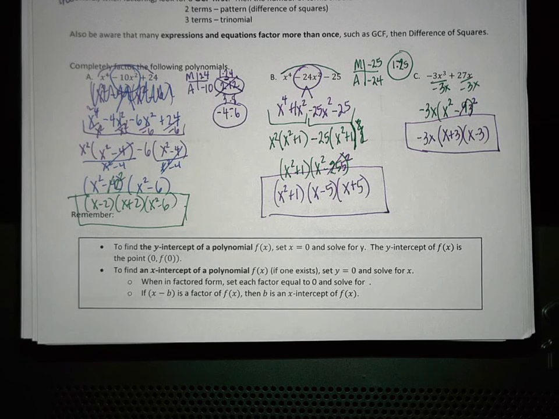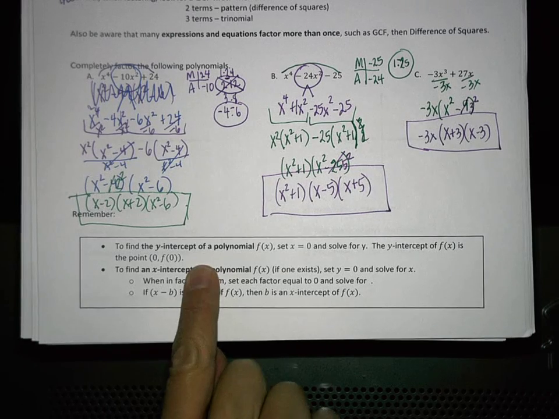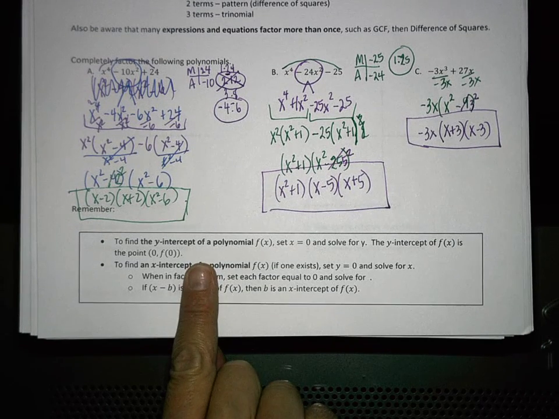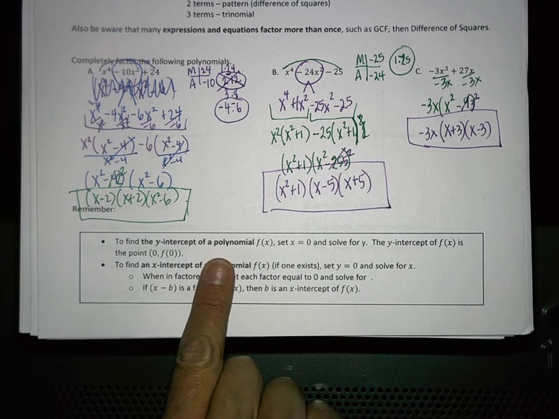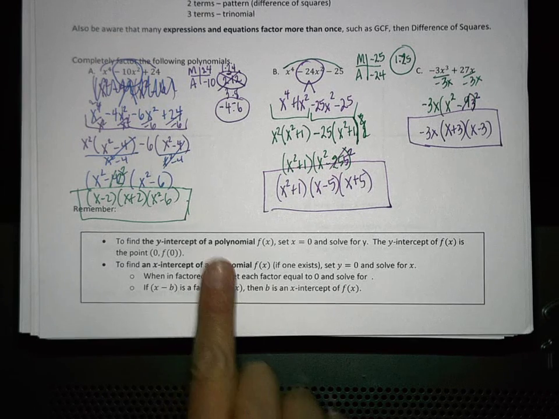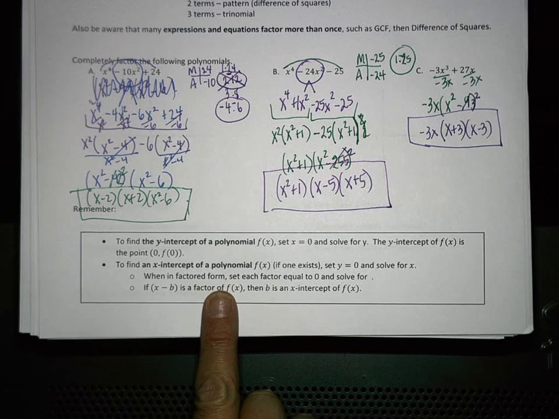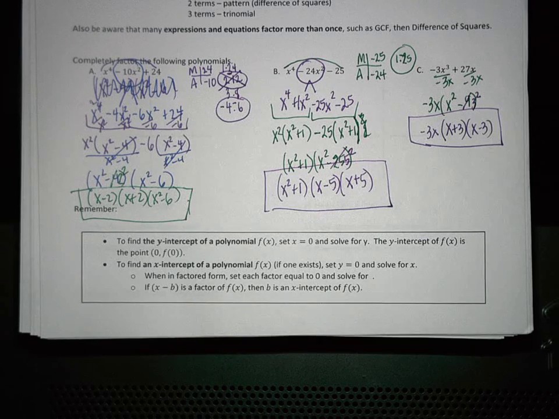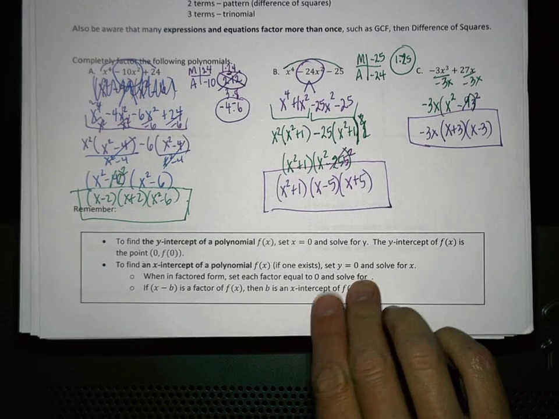Okay, so remember that if you need to find the y-intercept of a problem, you plug in 0 for x and simplify to find y. When you're finding your x-intercepts, you set each of the factors equal to 0, and that tells you each of your x-intercepts. Okay, we've been doing that this unit. We're good? Okay, I'm turning the page.